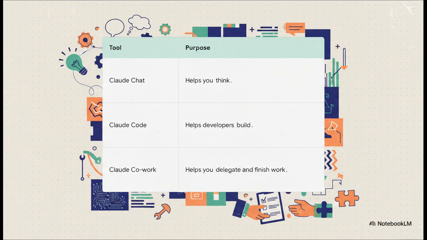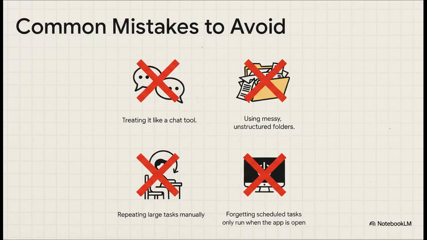And to make sure you get off to a flying start, here are the 4 most common trip-ups to avoid. Number 1, don't chat with it, delegate to it. Don't use messy folders, use that clean structure we talked about. Don't repeat huge tasks by hand, turn them into skills. And of course, don't forget the app has to be running for your schedules to work. If you avoid these, you'll be way ahead of the game.